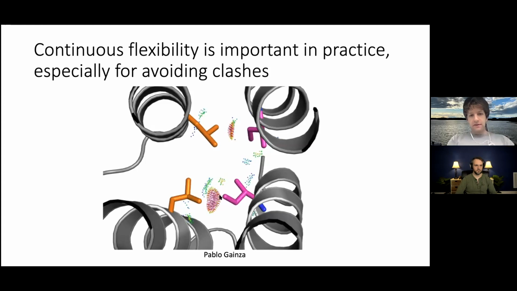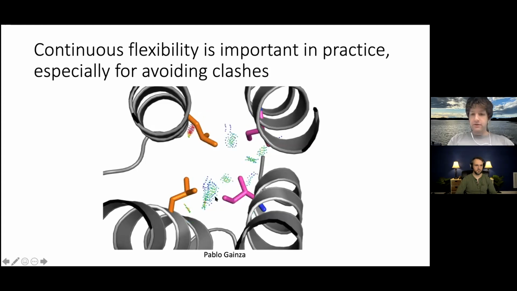So this is perhaps the most dramatic case of continuous flexibility being practically important, as the Donald Lab has studied for many years, even before LUTE. And to account for that, they adapted the A-star algorithm to include this type of continuous flexibility. However, the computational cost is rather steep.